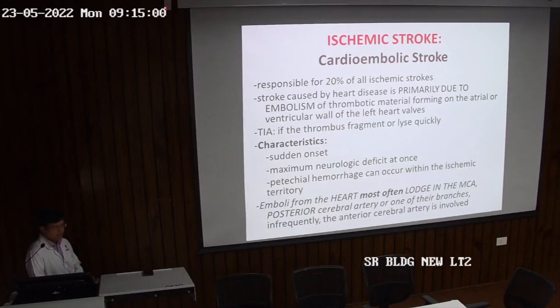We are all aware that the brain is supplied by three main cerebral arteries: the anterior cerebral artery, the middle cerebral artery, and the posterior cerebral artery. The anterior and middle cerebral arteries are branches of the internal carotid artery, and the posterior cerebral artery is a branch of the basilar artery. The anterior and middle come in the anterior circulation, and the posterior cerebral artery comes in the posterior circulation. So a cardioembolic stroke usually involves either the middle cerebral artery or the posterior cerebral artery. Infrequently the anterior cerebral artery is also involved.